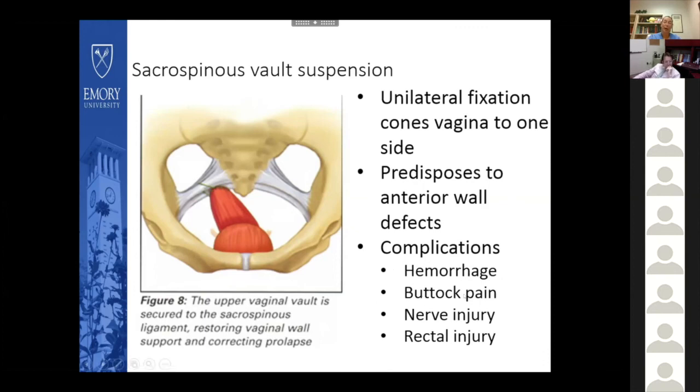Buttock pain. This is probably one of the main reasons that it's not my favorite. These women have a ton of buttock pain. A lot of times it goes away with time. Sometimes it doesn't.